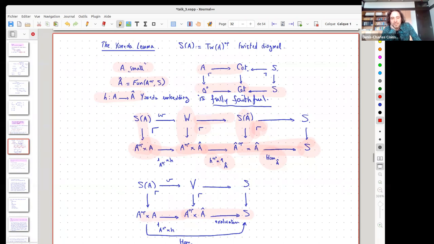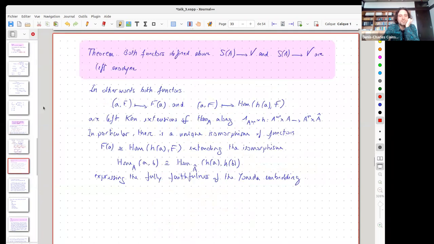And therefore, now if you form this pullback square, you will get, again, literally the twisted diagonal, which corresponds to the mapping space of A. And now you get two maps, this small W and this small V. And a theorem you can prove using gradients, which were introduced before, is that these two maps, the small V and the small W, are left anodyne.